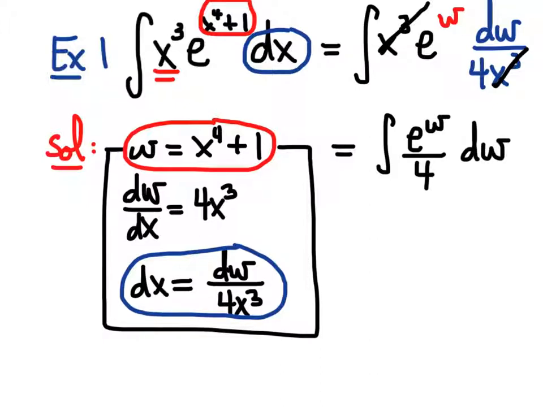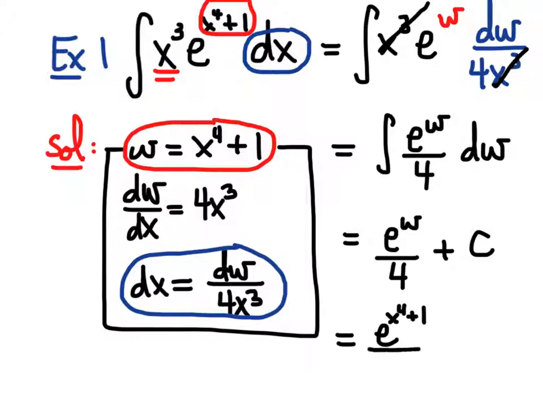Now this integral is just in terms of w, which is exactly what we wanted, and we know that we can use our basic formulas to find the integral of that, which is just e to the w over 4, and we have our integration constant c. And the final step is to plug back in what w was, so it's e to the x to the fourth plus 1, all divided by 4, and you have plus c.